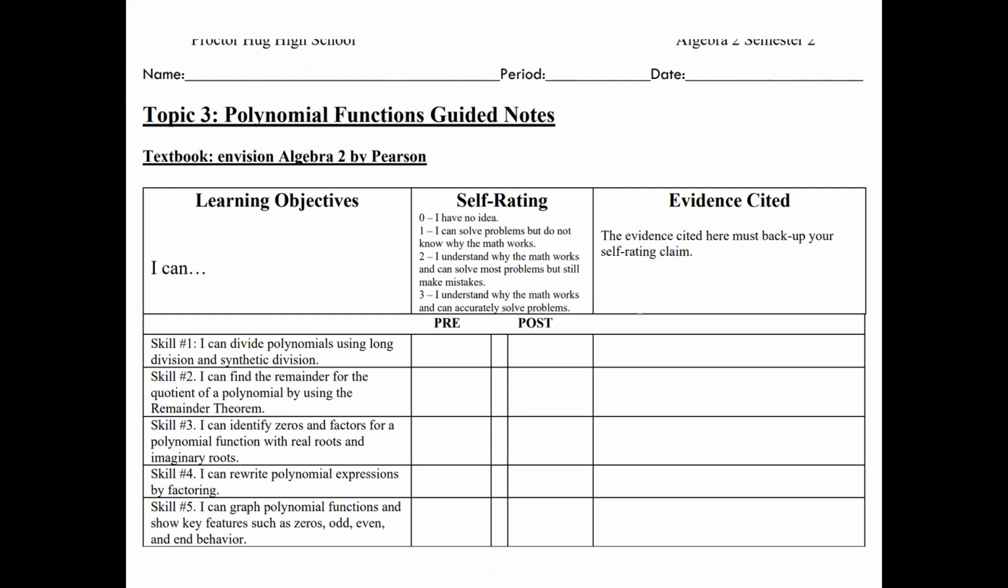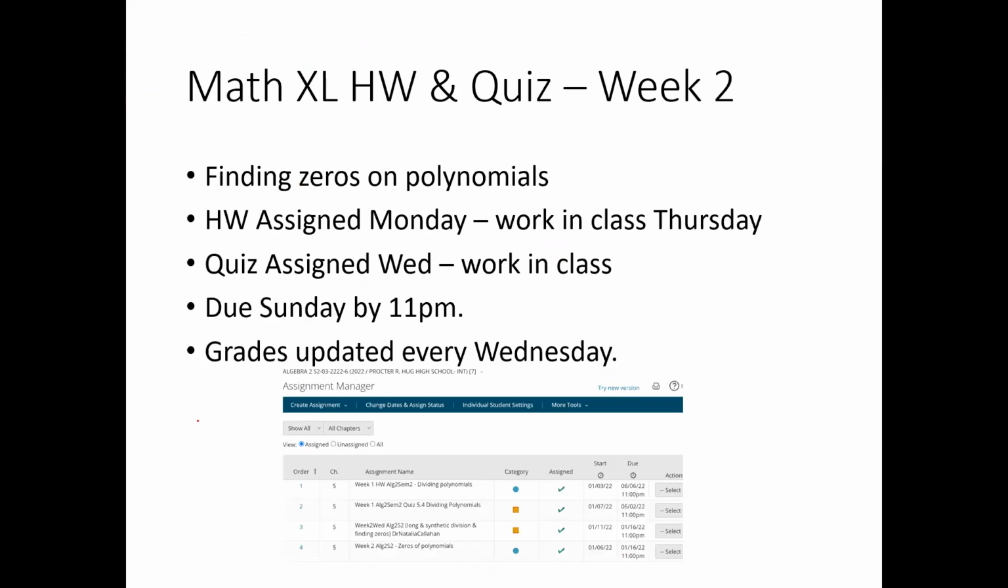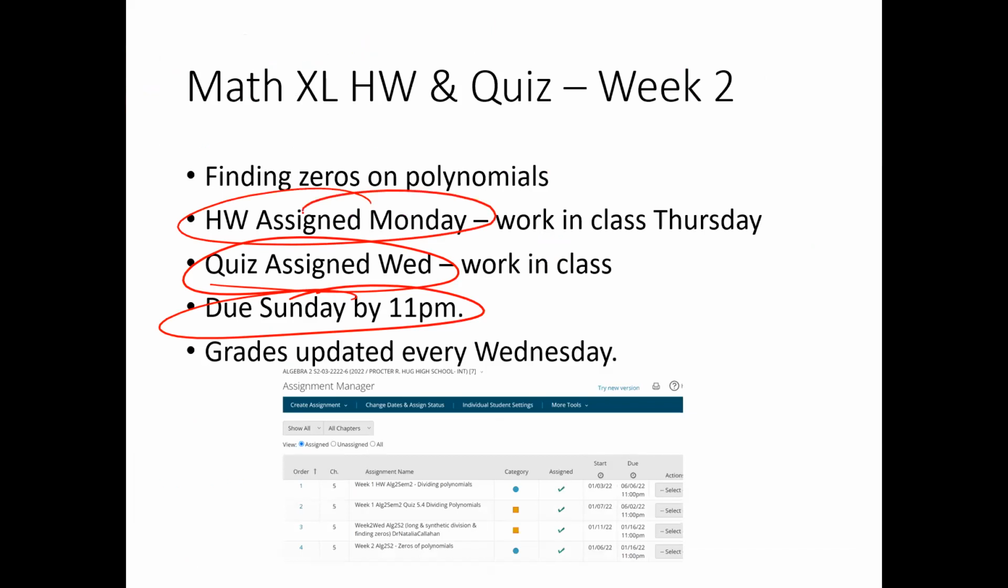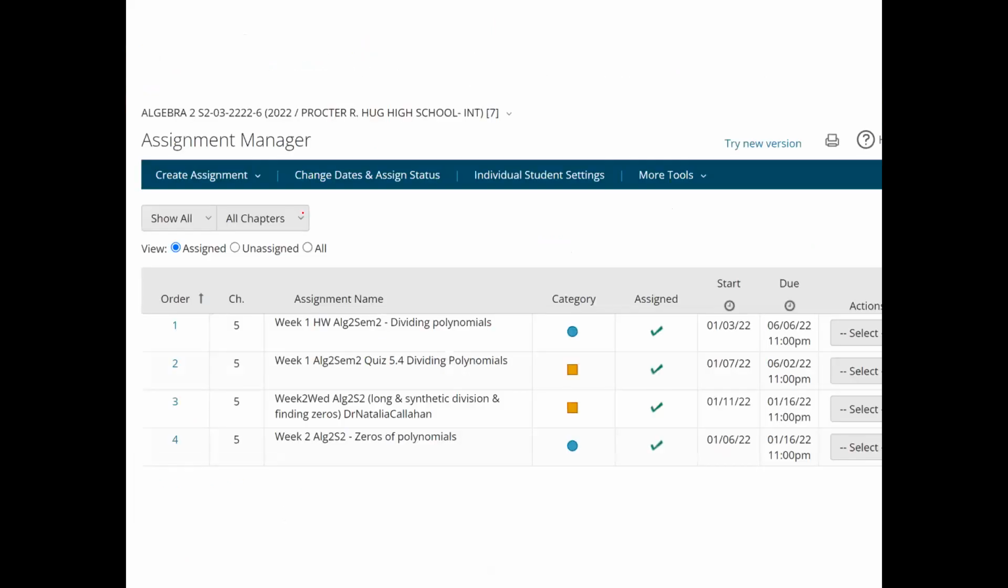All right, today we're going to continue with skill number 3, which is identifying zeros and roots. Keep in mind that for week 2, you have your quiz assigned on Math Excel, and it's due on Sunday by 11 p.m. You also have your homework for week 2 on Math Excel, due on Sunday by 11 p.m. as well. You will have some extra time today to work on your Math Excel at home and make sure you submit it. There are 10 questions apiece, so make sure that is completed.